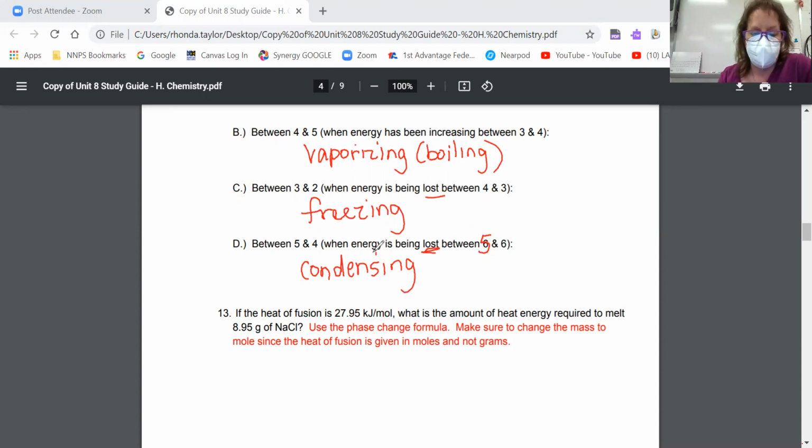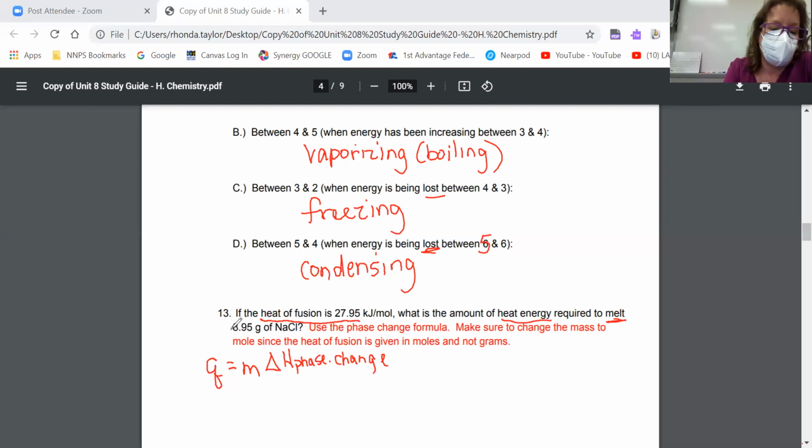All right, next one, number 13, heat of fusion. So that's telling you right now it's one of the phase changes. So y'all are going to be using Q is equal to M times delta H of the phase change. In this case, their phase change is heat of fusion, which they're giving it to you. And they want to know how much energy, so we're looking for Q. And we're melting, okay? So that's when you go from solid to liquid.